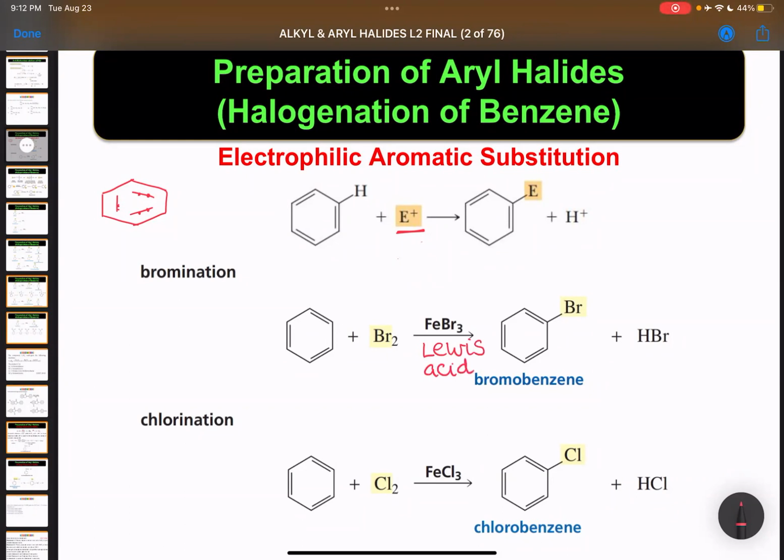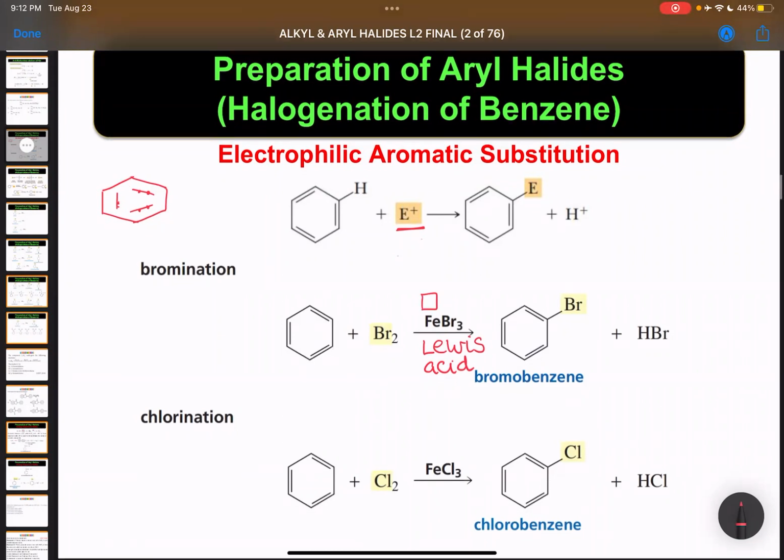What are Lewis acids? Kulsum, tell. Electron donors. Electron acceptors. Yeah. So Kulsum, why have I drawn this box here? Any idea? Empty orbital, sir. Yeah, empty orbital.